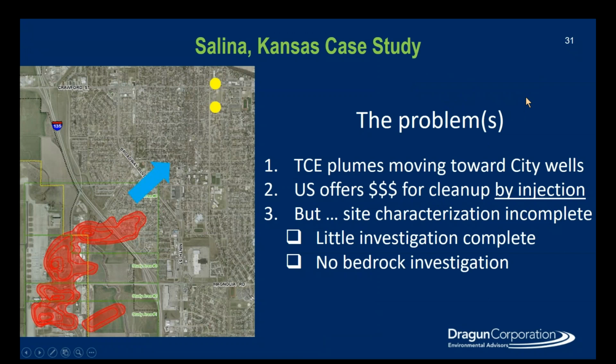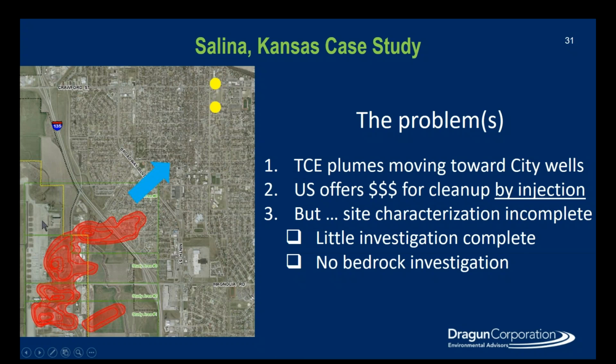So this is the problem that the people of Salina, Kansas faced, that we had these plumes that were moving in the direction of the city wells, these yellow dots. The U.S. government in 2007 offered the people of Salina, the entities there, a sizable amount of money to clean up all of the contamination, and they were going to do this by injecting chemicals into the ground. But the site characterization was incomplete at that time.